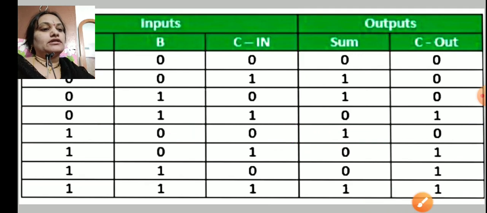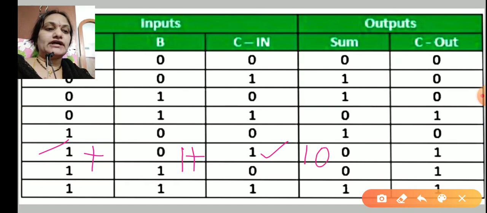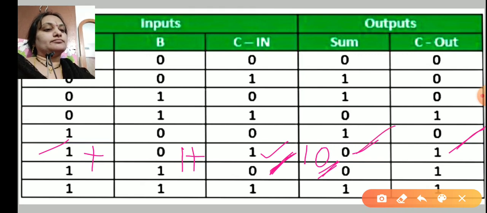Now let us see this condition, 1 plus 0 plus 1. Now you add 1 plus 0, you will get 1. Again 1 plus 1 becomes 1 0. I already told you that the right side bit is the sum and the left side, this extra bit, is called carry. That's why we have written 1 at the carry and 0 at the sum.